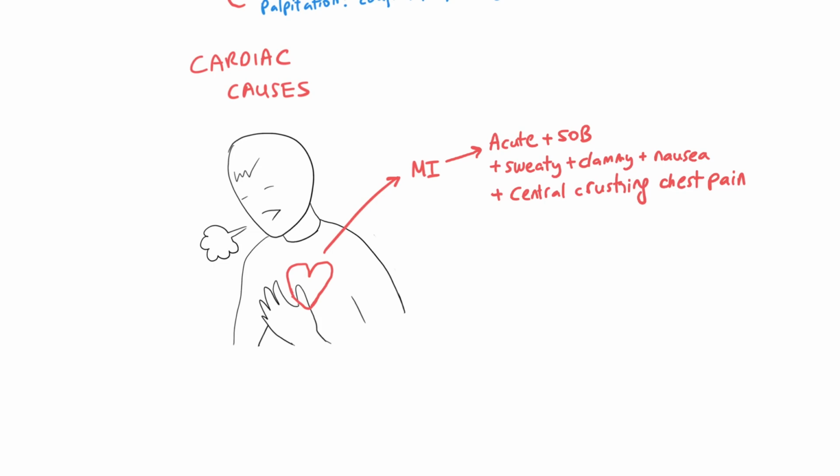Oftentimes this tends to happen to the elderly, to patients that have diabetes. So you can say they can have comorbidities with this, or cardiovascular risk factors. So your first big differential is to rule out MI.